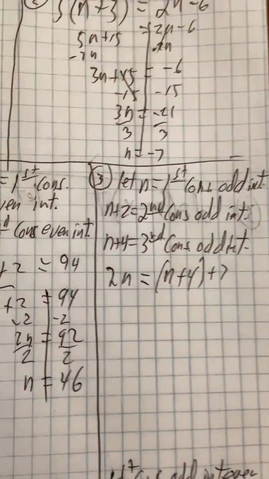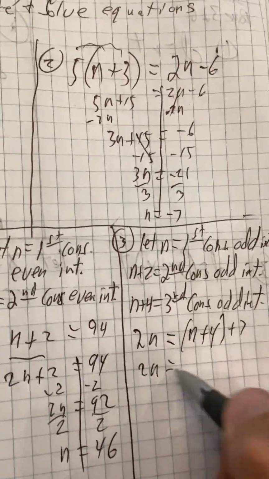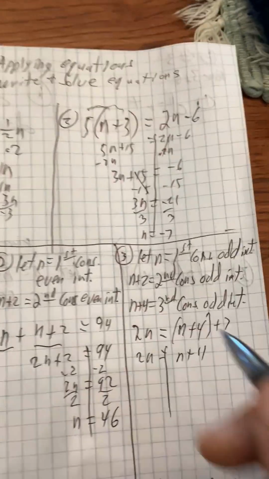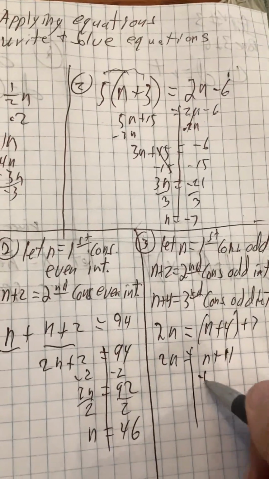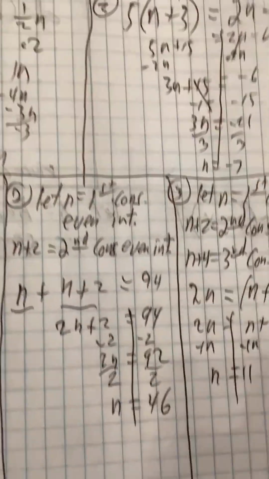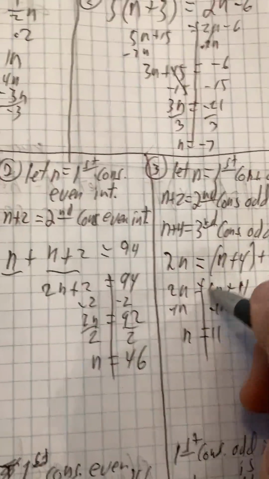I don't need the parentheses. I can put the parentheses if you want. Anyways, so you've got 2n equals n plus 11. And so I'm just going to subtract 1n from both sides. So just n equals 11. You can put a 1 there if you want.